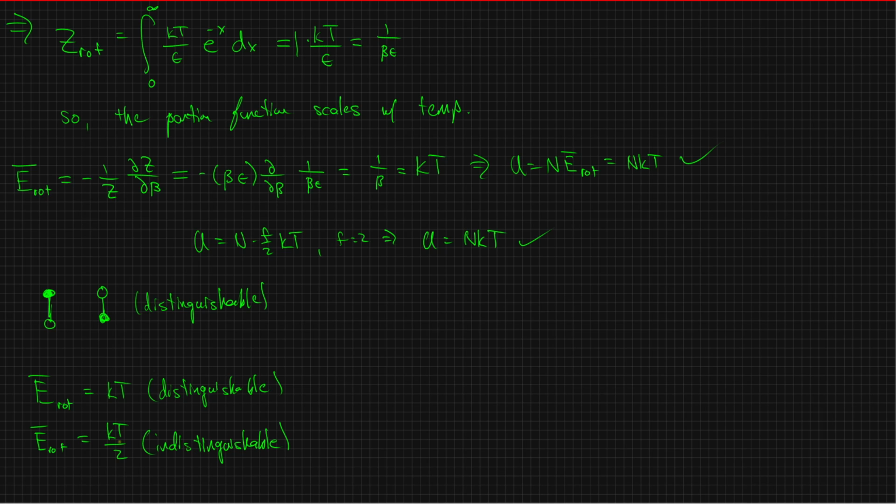So just dividing by a factor of 2, because we have half the number of rotational states that we had initially thought if they're indistinguishable particles.